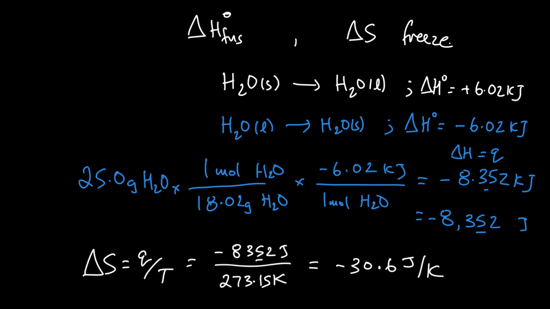So when we freeze water, we decrease the entropy of the system by 30.6 joules per Kelvin. So there's fewer microstates possible. Oh, I said I wasn't going to mention microstates. So there's more order, if you like. So the water crystal, the molecules are arranged in a rigid, fixed array that is more ordered than the liquid water is. So we've reduced the entropy of the reaction itself.